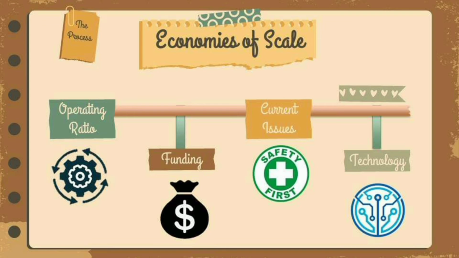Economies of scale. Under economies of scale, we have four: the operating ratio, funding, safety, and technology. When we say operating ratio, it is a measure of operating efficiency used by motor carriers. It is very important because it measures the percent of operating expenses to operating revenue. Next one will be funding.